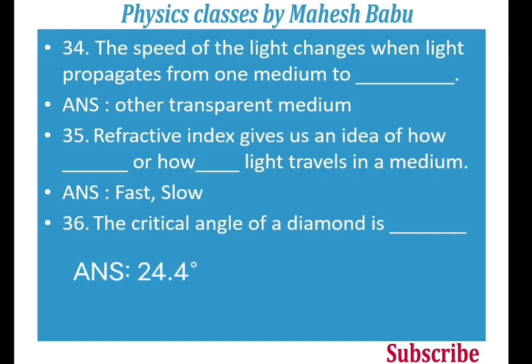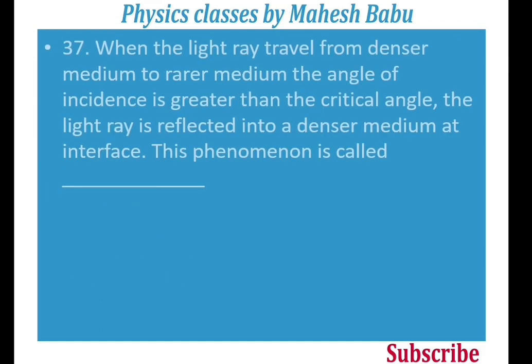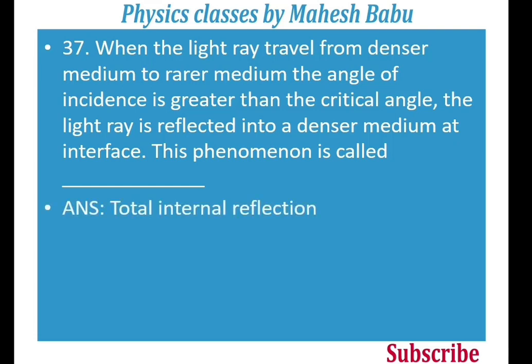The critical angle of a diamond is... Next, when a light ray travels from a denser medium to a rarer medium and the angle of incidence is greater than the critical angle, the light ray is reflected back into the denser medium at the interface. This phenomenon is called total internal reflection.